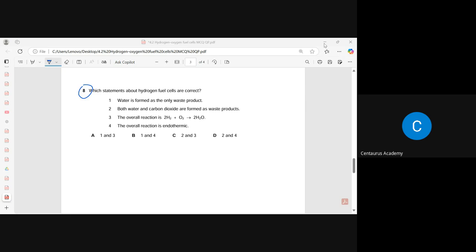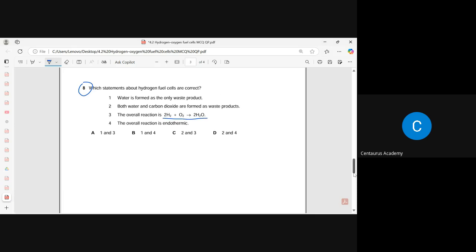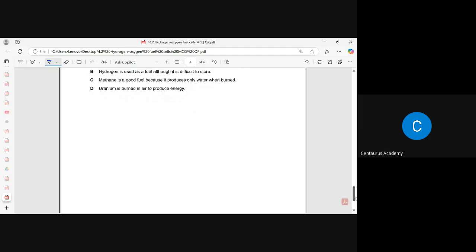Whenever you look into chemical reactions, you must see whether they are chemically balanced, and they must be chemically balanced.